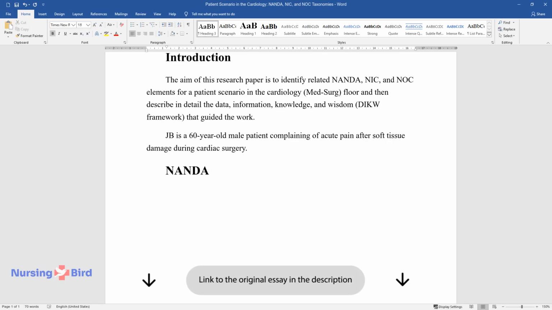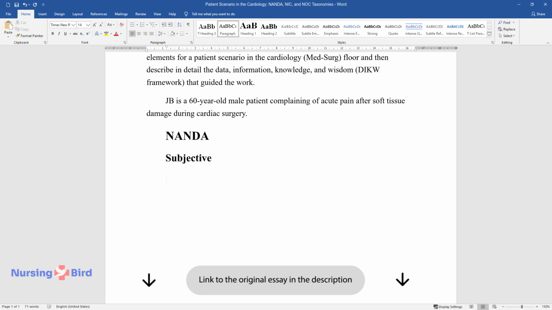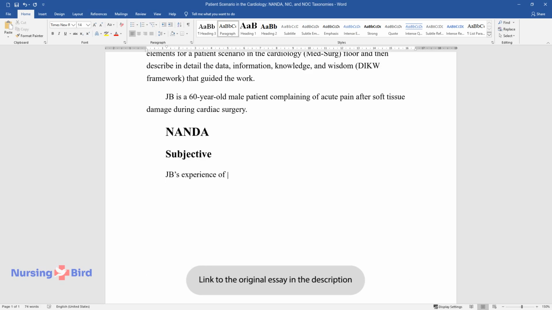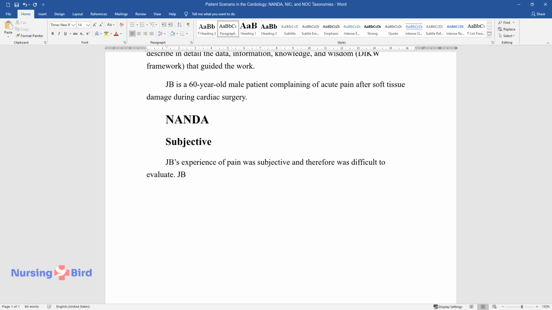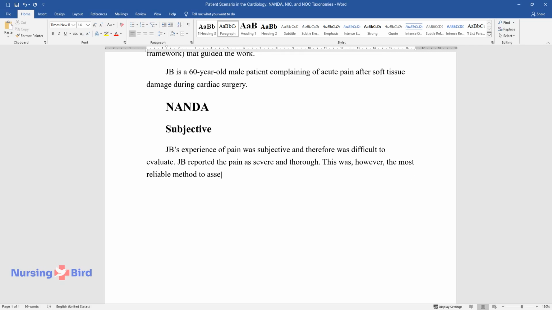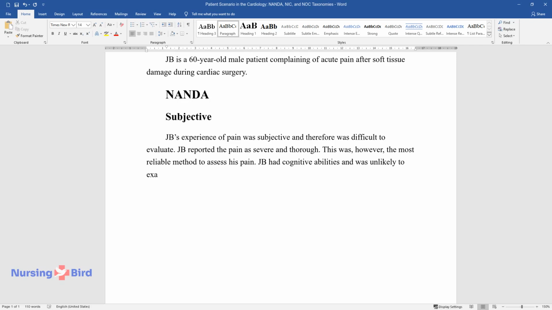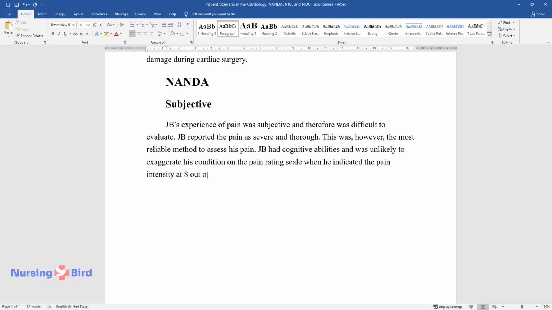NANDA. Subjective. JB's experience of pain was subjective and therefore was difficult to evaluate. JB reported the pain as severe and thorough. This was, however, the most reliable method to assess his pain. JB had cognitive abilities and was unlikely to exaggerate his condition on the pain rating scale when he indicated the pain intensity at 8 out of a possible 10.